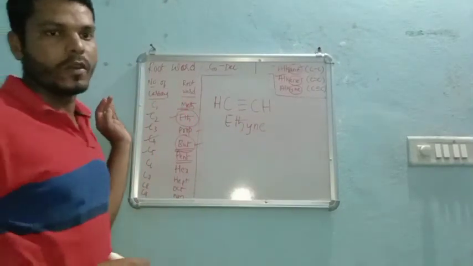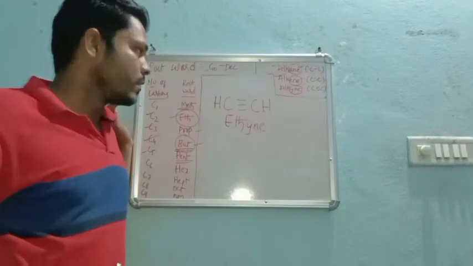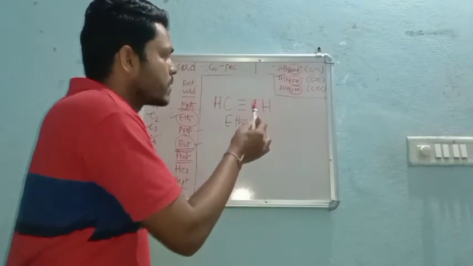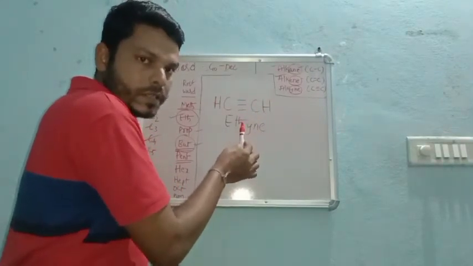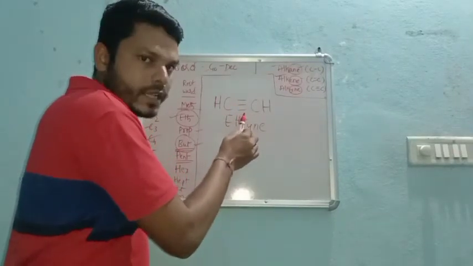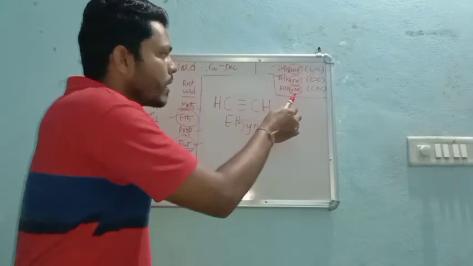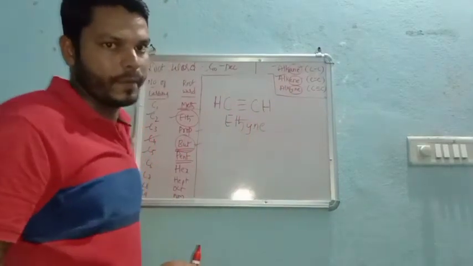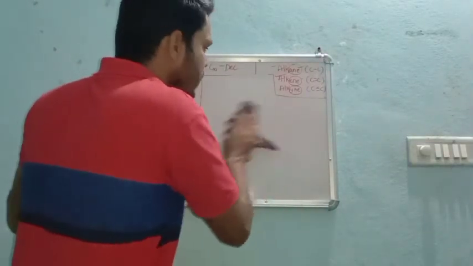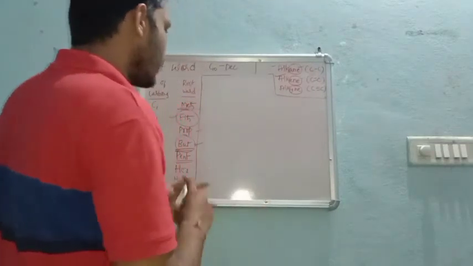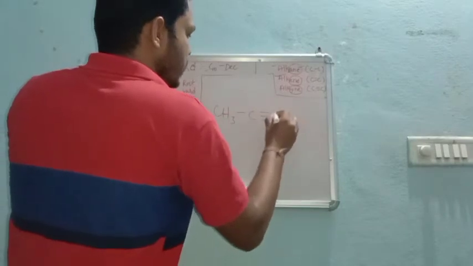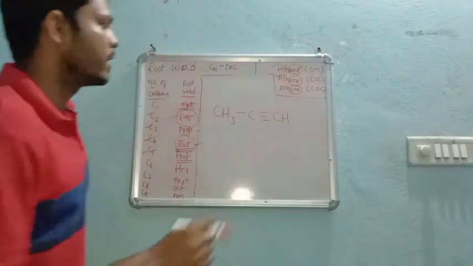We got a name called ethyne, right? Understood? Why have we added YNE? Because of the presence of 3 bonds, this compound is unsaturated, and unsaturated of type triple bonded. So that's why we have used YNE. Right? We will check one more. Here the valency is very important. If you are able to write the correct compound, then the naming is very easy.